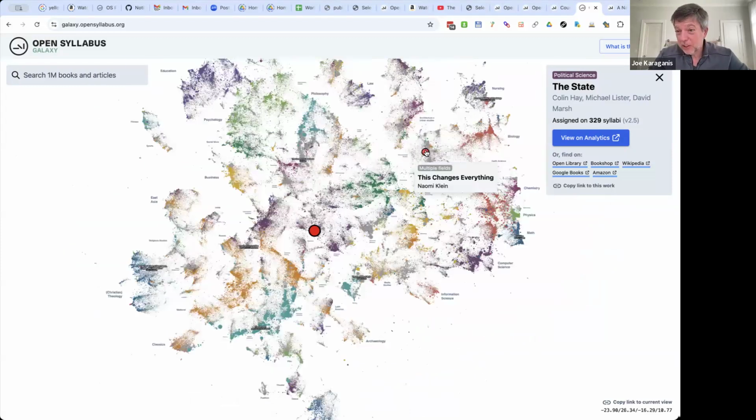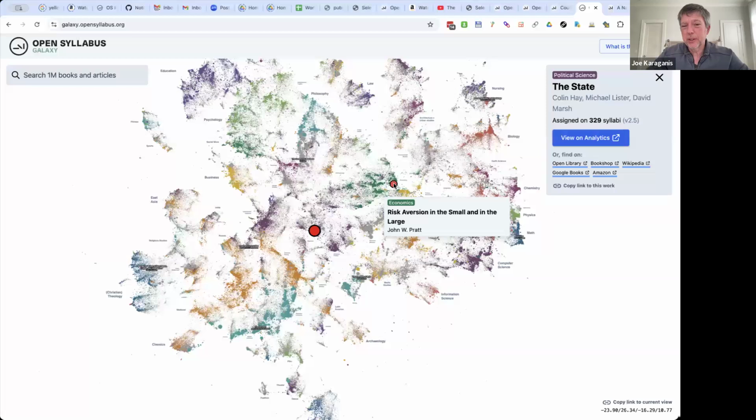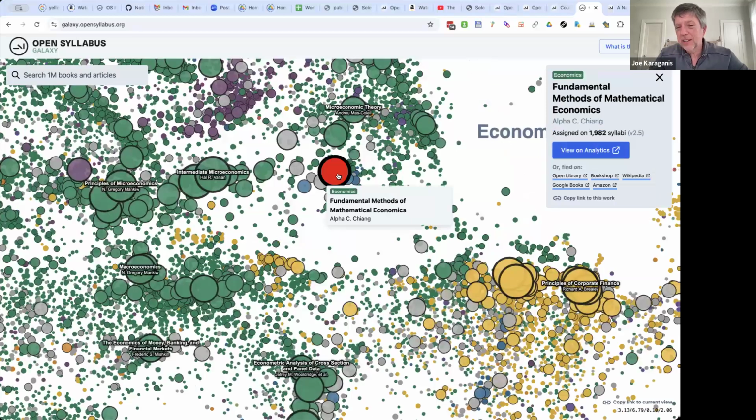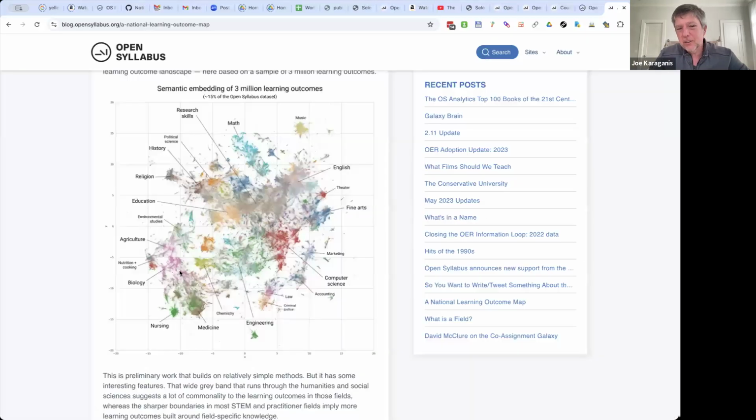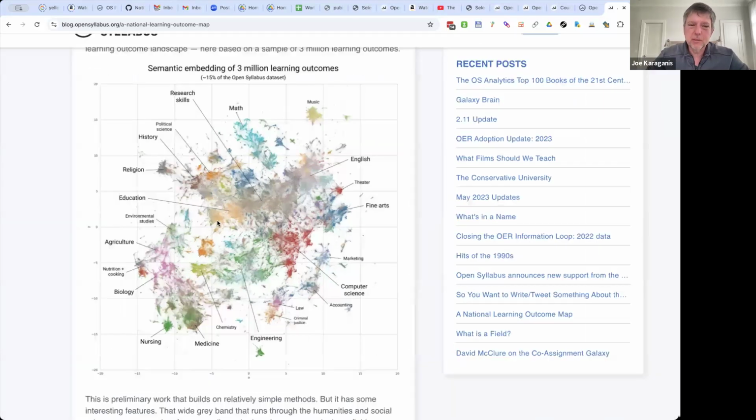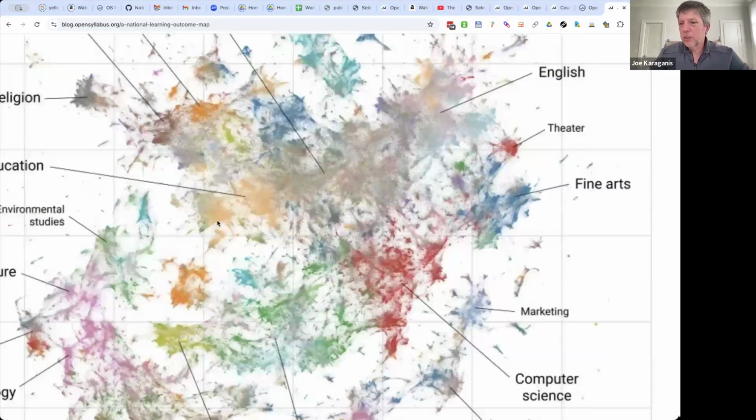But you can do the same thing with skills. So here the raw material is titles and co-assignment of titles on syllabi. Here, and this is just a very preliminary static view, it's the text of learning outcomes and how often those co-appear. So you can begin to get very detailed maps of skills as they are distributed across different fields.